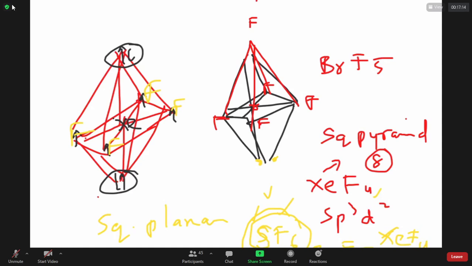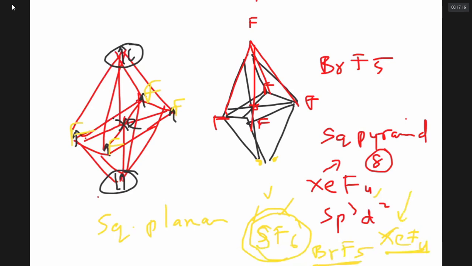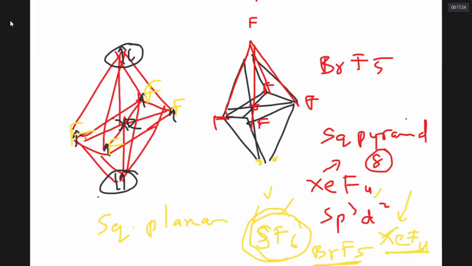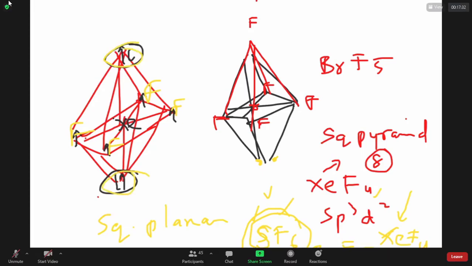How are the electron pairs arranged around the central atom in XeF4, and what is its shape? In XeF4, the hybridized state is sp3d2, with an octahedral arrangement of electron pairs, but because two positions are lone pairs, the shape of the molecule became square planar.